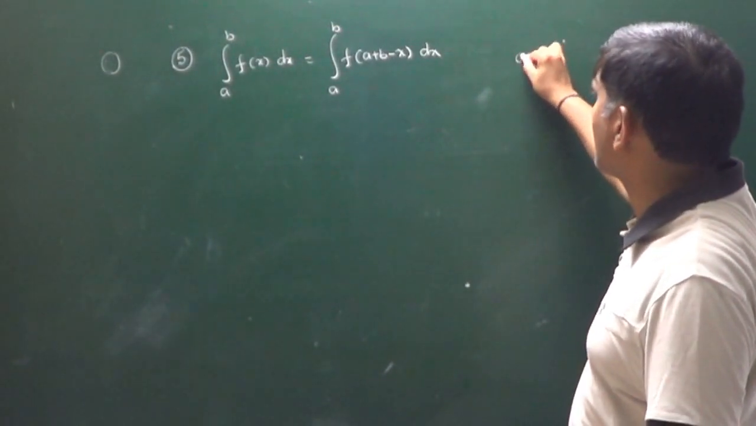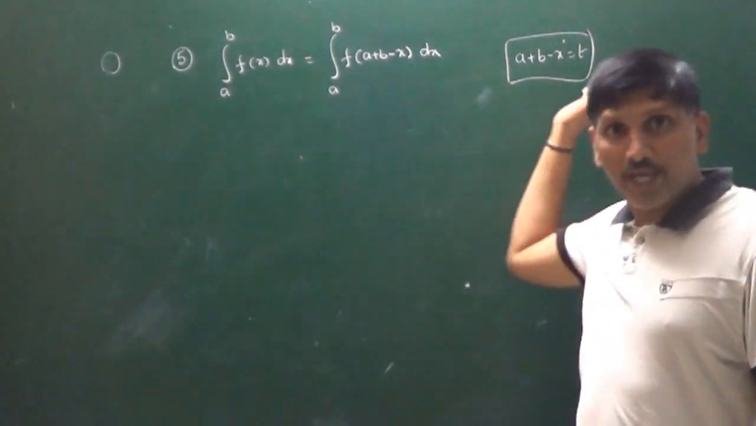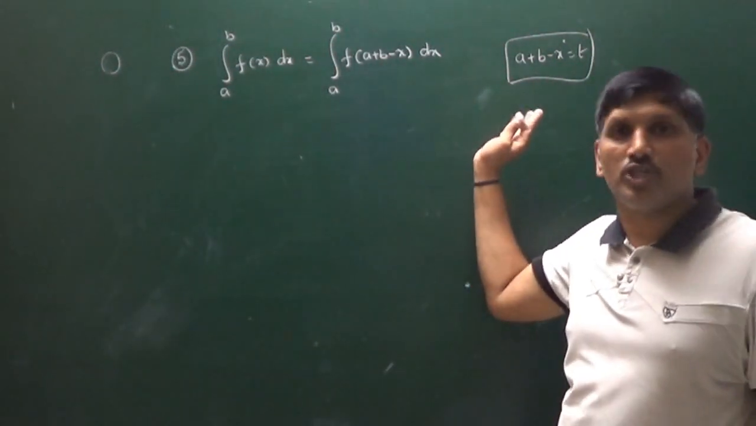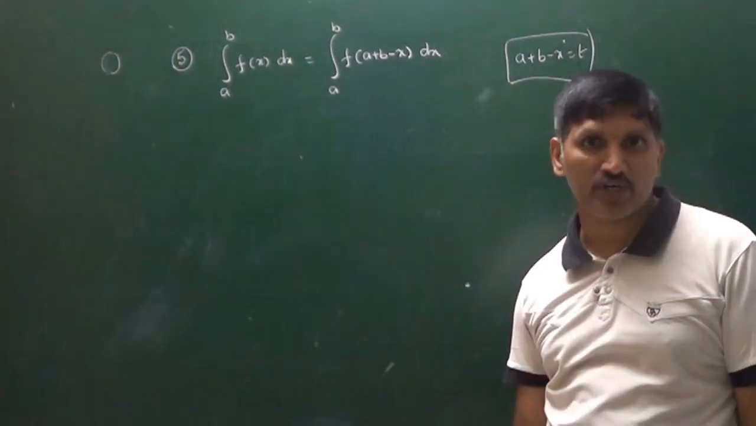Take the substitution a plus b minus x is equal to t. According to this substitution, change the limits. You will get the proof of this property, just like the earlier property proof.